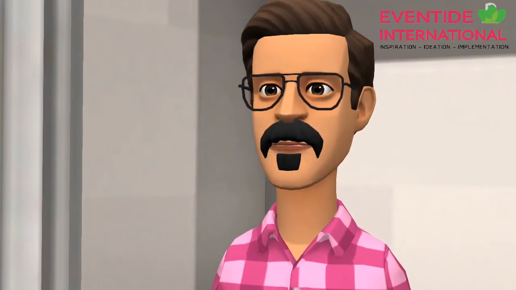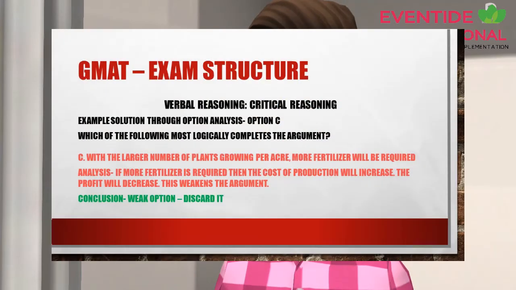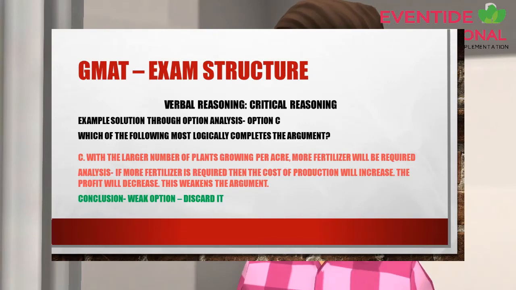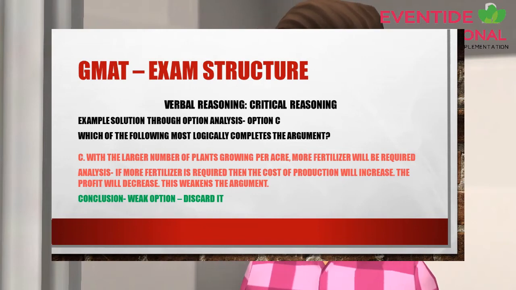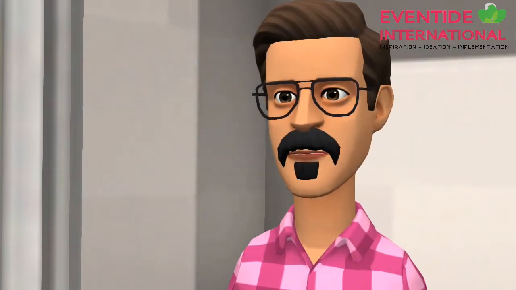The next option states that with denser plantations the consumption of fertilizers increases. This is a weakening statement. If the cost of fertilizers increases, the net profit will decrease. Discard this option right away and move forward with the next option.